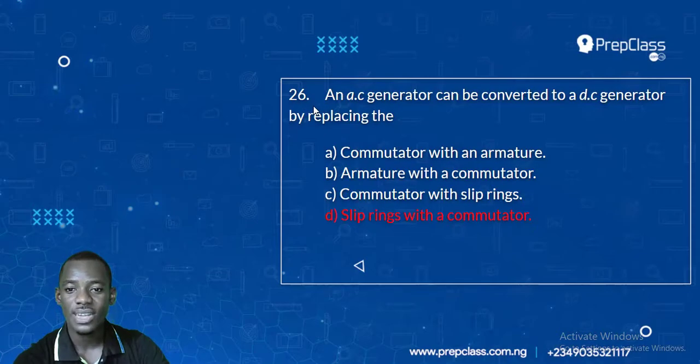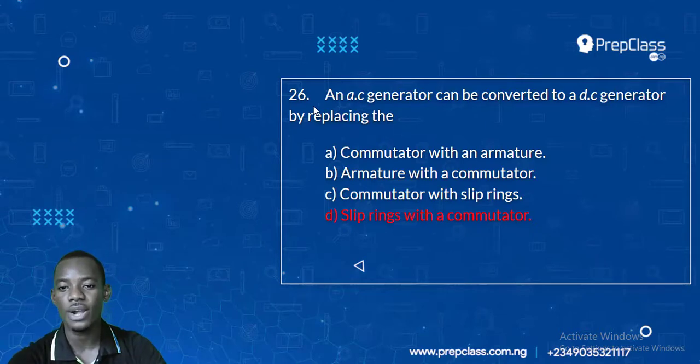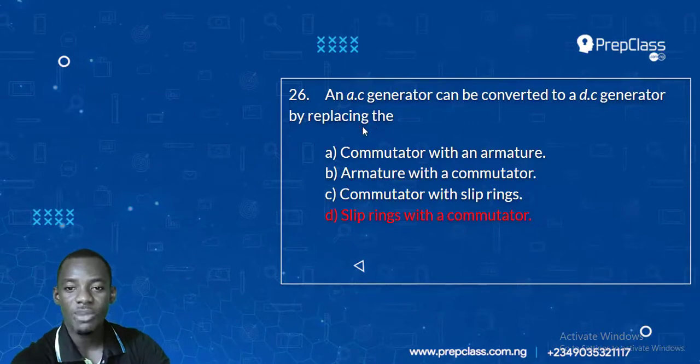So the answer to that question is that for an AC, you have to remove the slip ring and connect a commutator. So once you change the slip ring to a commutator, then the AC generator has changed into DC. Very straightforward, right? Now let's check out number 27.